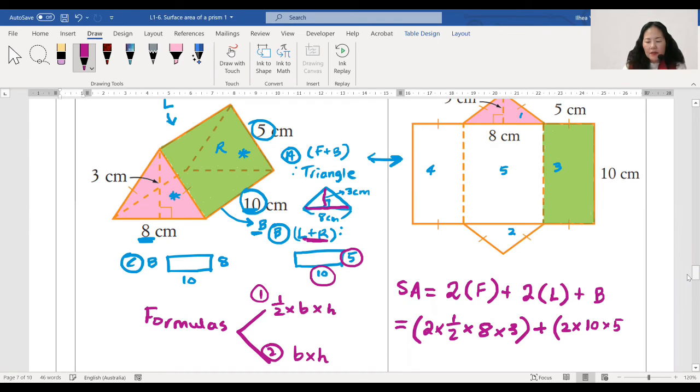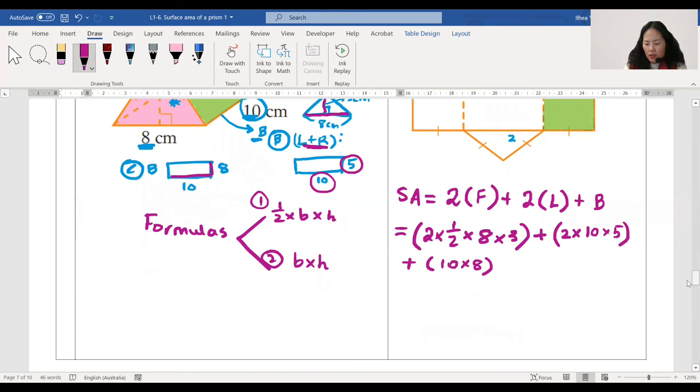So that's my left and right rectangle plus the base. I'm going to put base times height there. I didn't put 2 because there's only one rectangle of its own. Okay, so when I put it in a calculator and add it all together, it's 204. And what's our units? Centimeters squared or square meters.